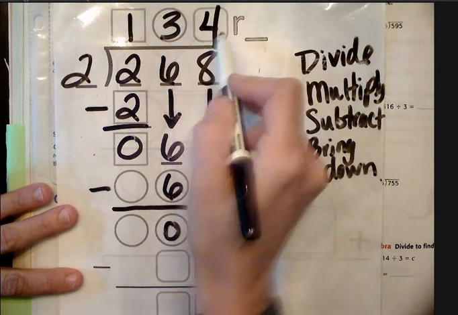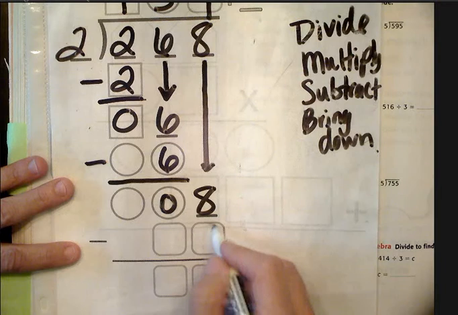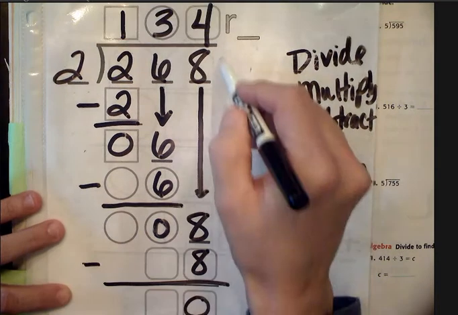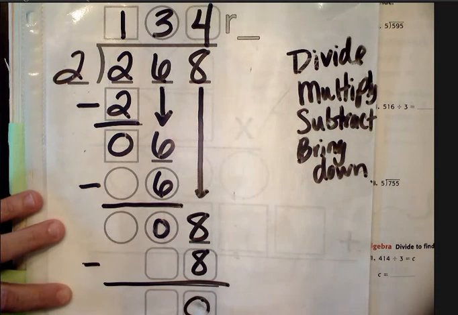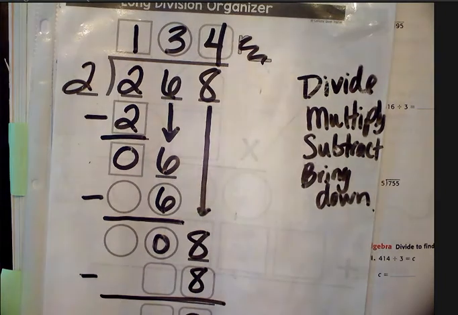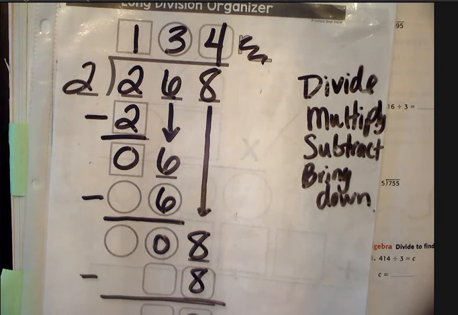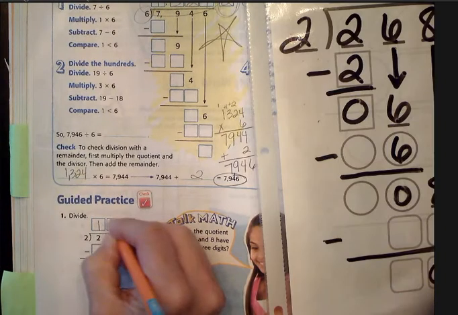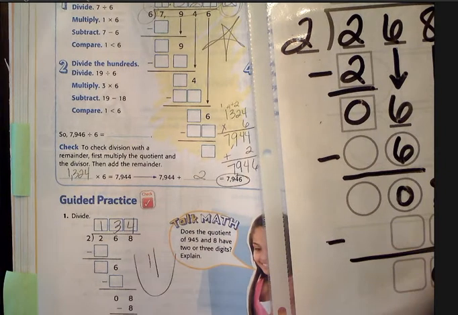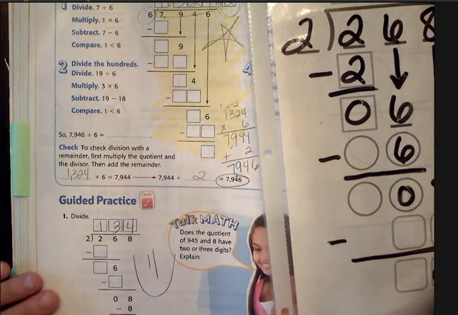4 times 2, we multiply, is 8. Subtract, 8 minus 8 is 0. There's nothing else to bring down, and we have a 0, so I don't have a remainder. And my answer here is 134. Feel free to pause it there if you need more time. So on this one, we're going to put 134, and we're going to have a big smiley face, and that means that you did it on this paper along with me.